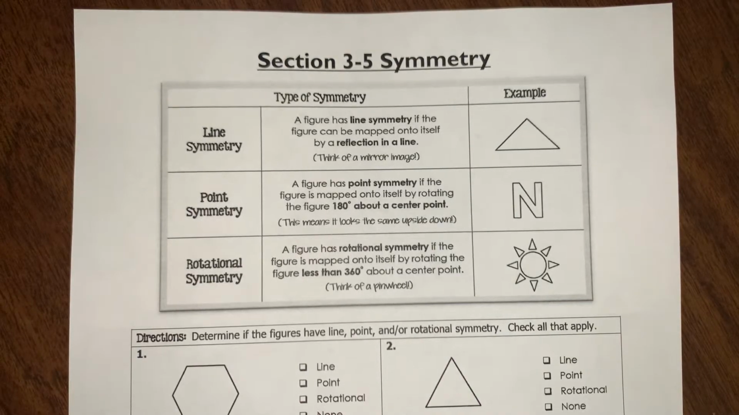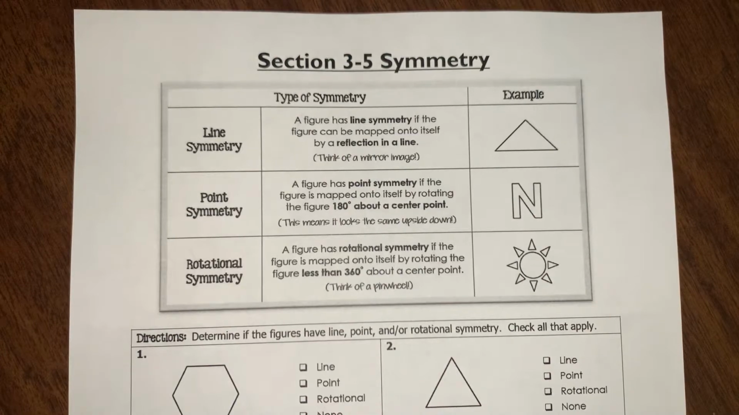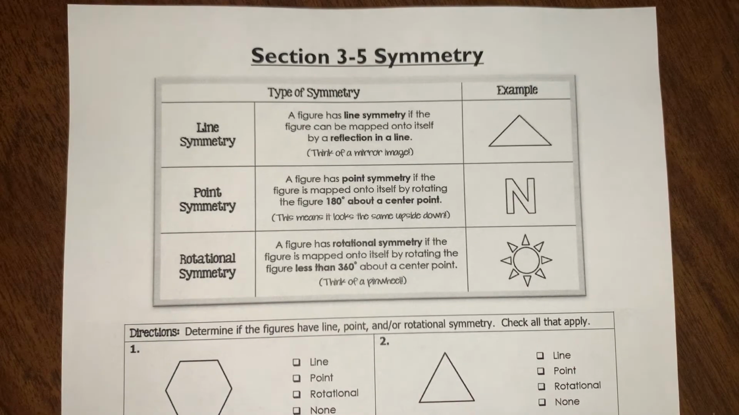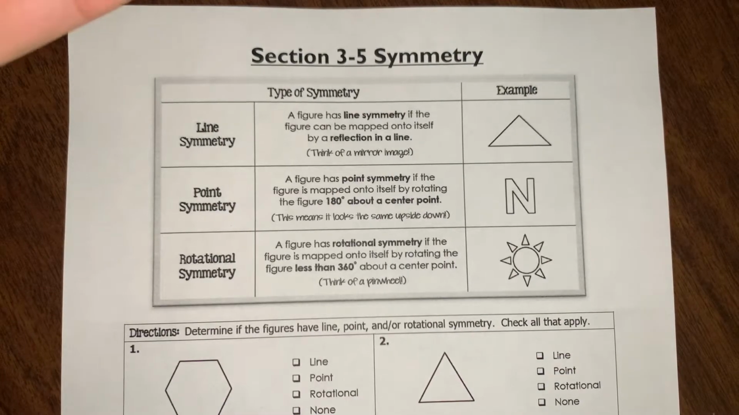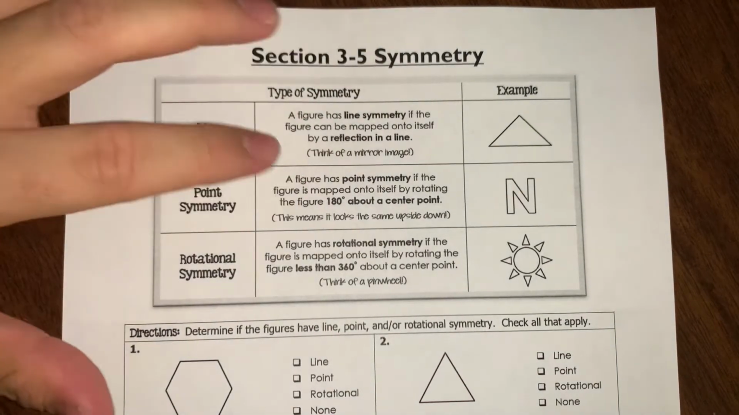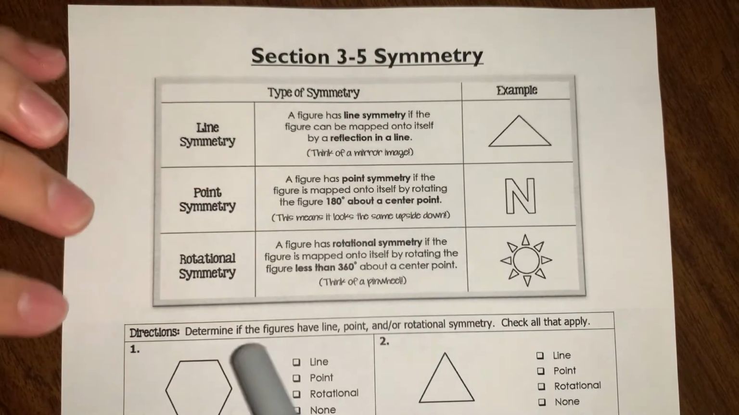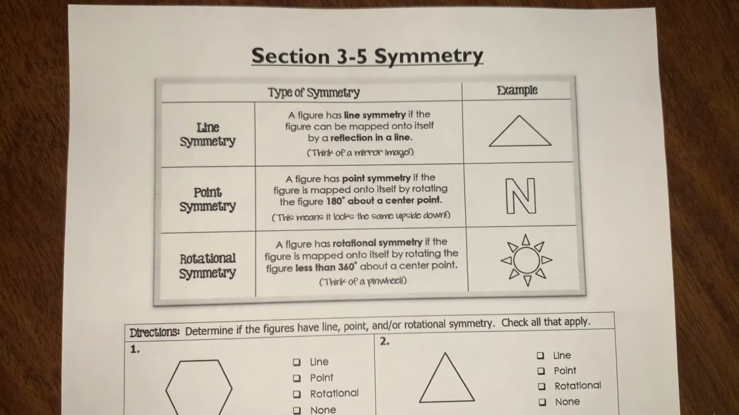Hello everyone. So we're going to go ahead and go over the next section, section 3.5, which is all about symmetry. I would say out of all of the transformations that you learned about, reflections, rotations, and translations, this is probably the easiest one. And this one is especially easy if you can just use your imagination. Essentially you just have to know that there are three types of symmetry.